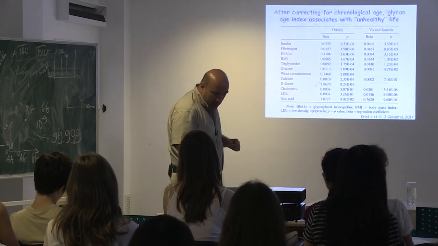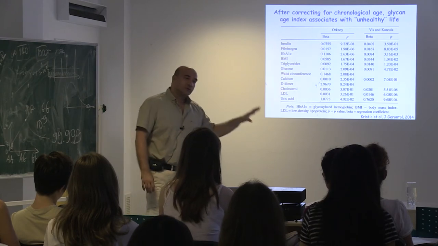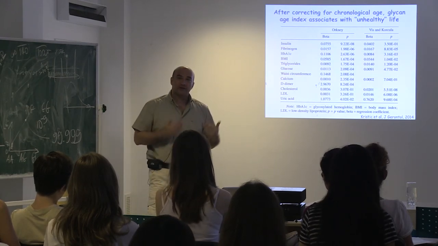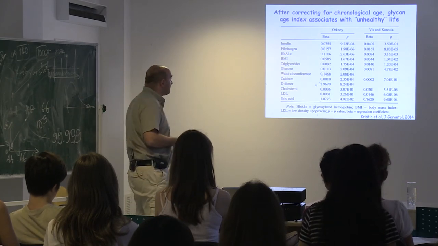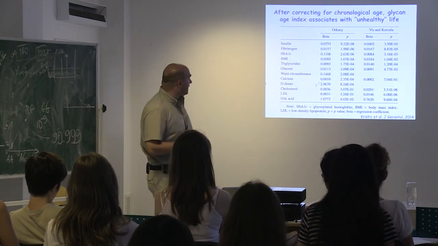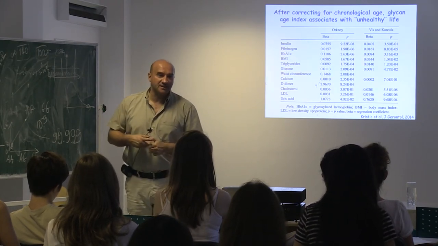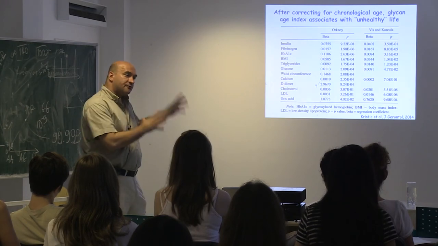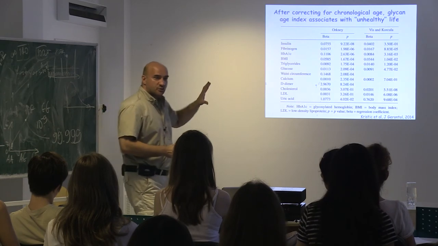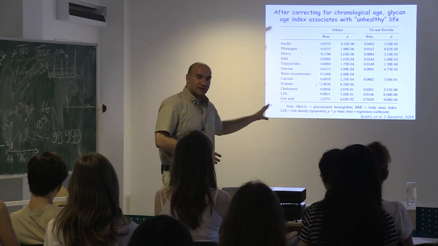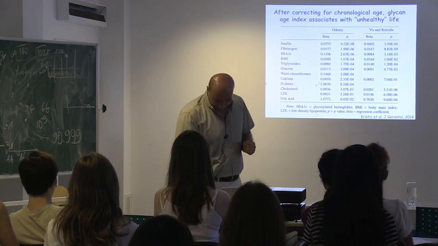So we looked at which factors correlate with galactosylation after you correct for chronological age. And then you see things like insulin, fibrinogen, glycated hemoglobin, BMI, triglyceride, glucose, waist circumference, all those unhealthy things. So after you correct for chronological age, these IgG glycans associate with something which we could call biological age. So this seems to be some kind of general predictor of the state of an organism.